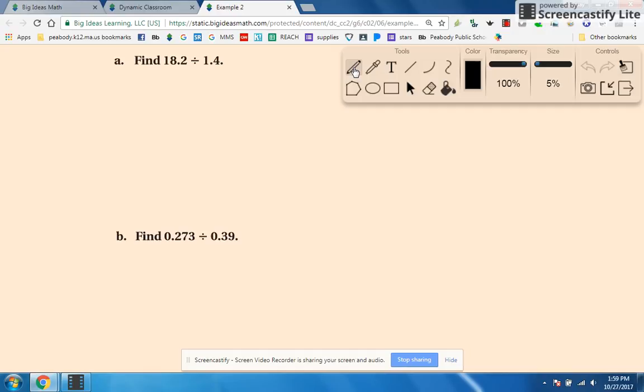So the other day we did dividing decimals by whole numbers. So today we're going to try dividing decimals by decimals. Now this is a little bit trickier to set up, but once you get the setup, it's not too bad.